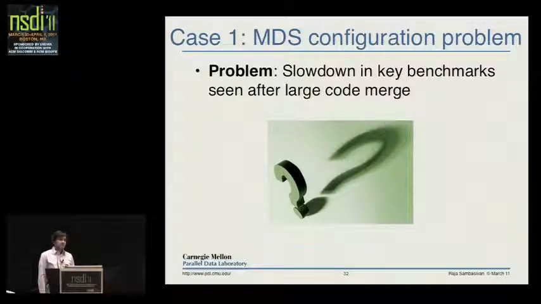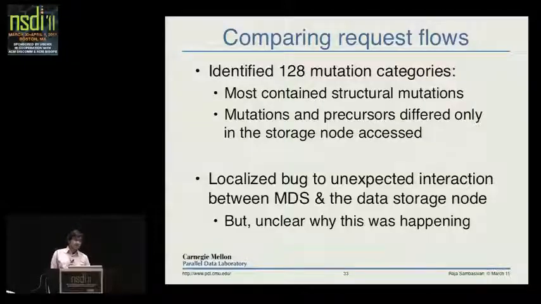All right, so for this problem here, we observed a slowdown in key benchmarks after a large code merge. And so we were curious to understand what was going on. We applied Spectroscope to compare the request flows generated after the code merge to those generated before the code merge. And we saw that the output revealed many structural mutations. The highest ranked ones were all structural mutations.